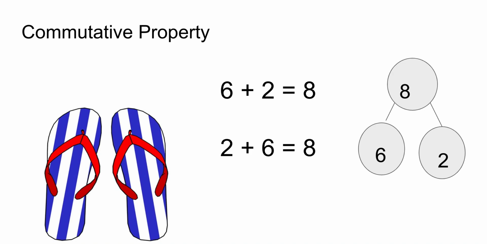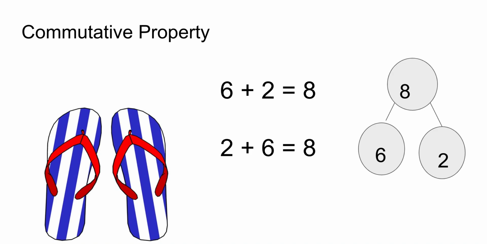Last week, we talked about something called the commutative property, which I put some flip-flops here because you might remember that we also kind of refer to it as the flip-flop strategy. And we know that that means if you have an addition problem, you can flip-flop the addends, but the sum is going to be the same.